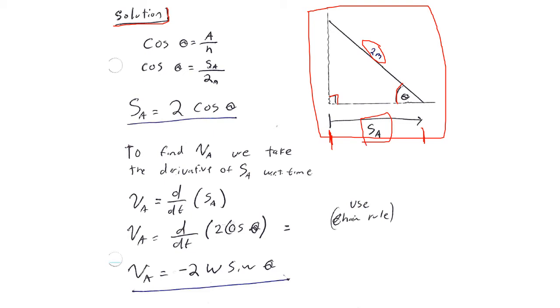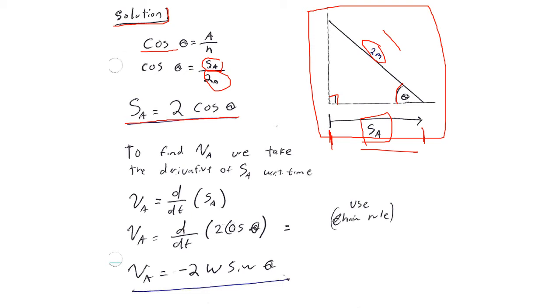I can do a little bit of trig. Recall that the cosine of theta is adjacent over hypotenuse. I plug in: my adjacent is S sub A, my hypotenuse is 2 meters. Therefore I can back out that S sub A is equal to 2 times the cosine of theta when I rearrange and solve for S sub A.